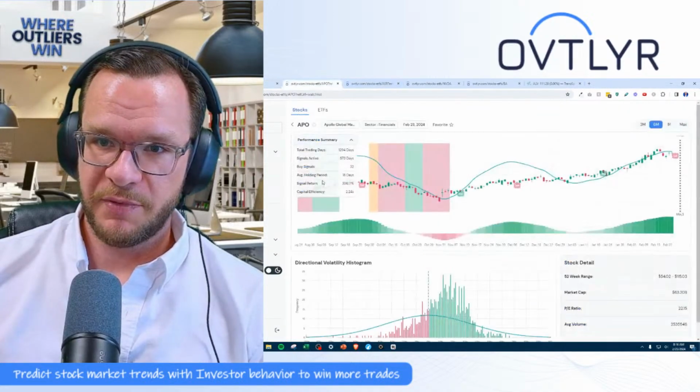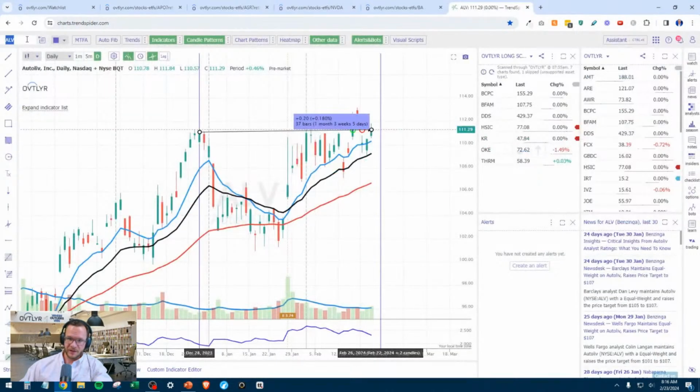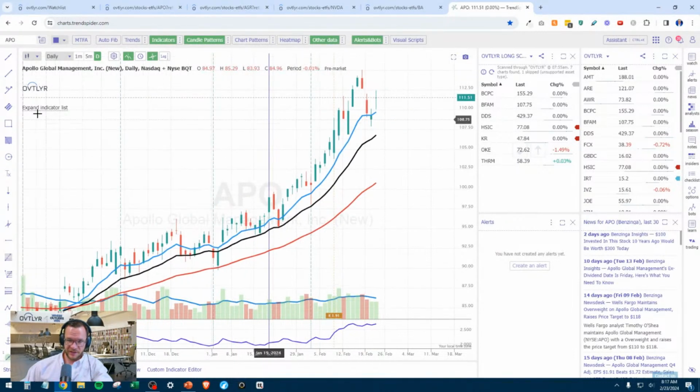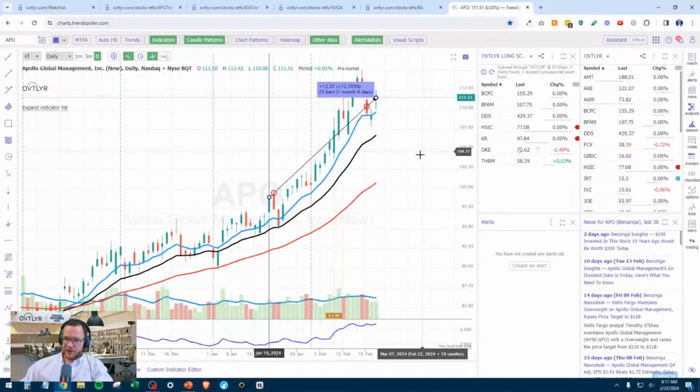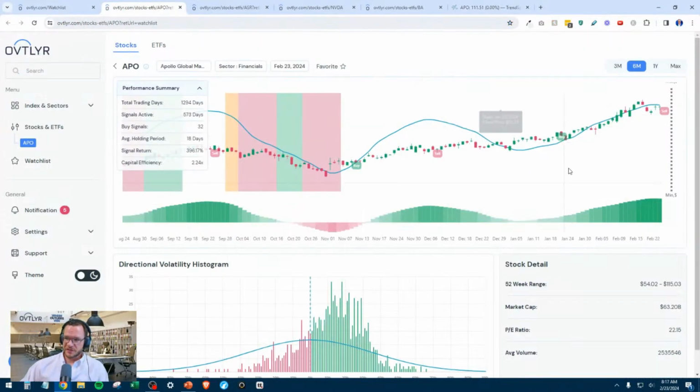APO, let's look at APO. Signal return 396.17%. That's tremendous. Let's look at the most recent buy and sell signals. January 19th to today. That was APO on January 19th. Whoa, look at that chart. January 19th to today, a 12.7% return over that time, just on that most recent signal right there.